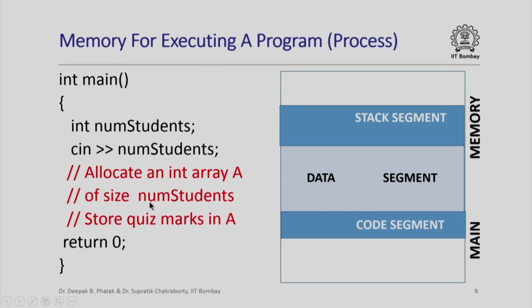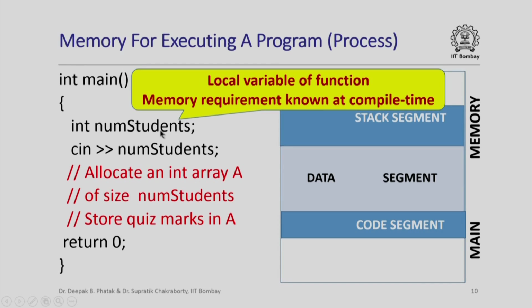So here is a simple program which illustrates this. Here I have an integer variable called numStudents and I read in its value. Here is how the part of memory allocated for this program looks like: the stack segment, data segment and code segment. Now after I have read in the number of students, I might actually want to allocate an integer array A of size numStudents so that I can store the quiz marks of all these students in the array A.